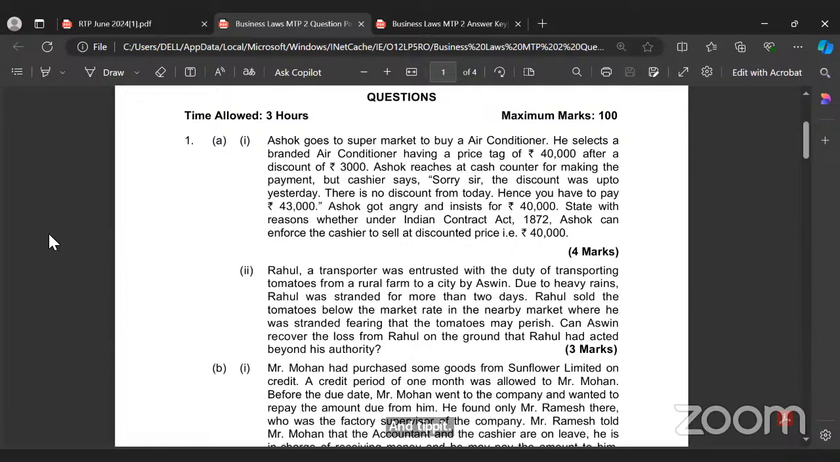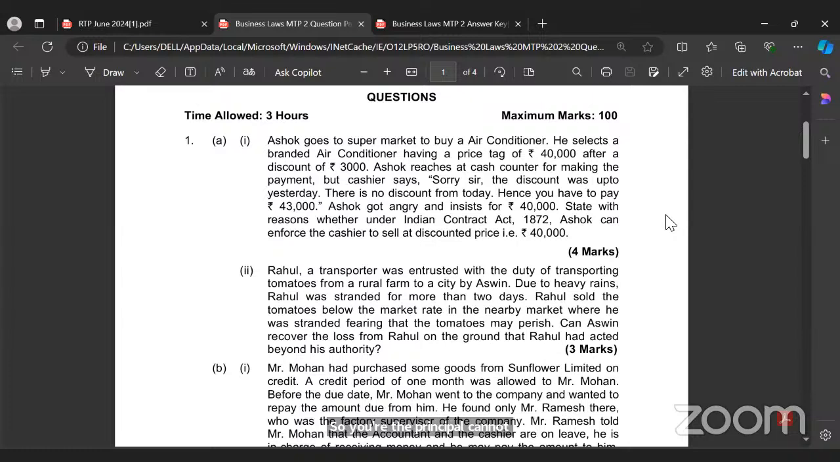What was the name of that case? Yeah, some railway company versus something. No, what was it? Same case, right? There it was butter. Here it is tomatoes. So here the agent has every right to sell it below the market price to prevent any loss to the principal. So here the principal cannot ask for the loss from the agent.